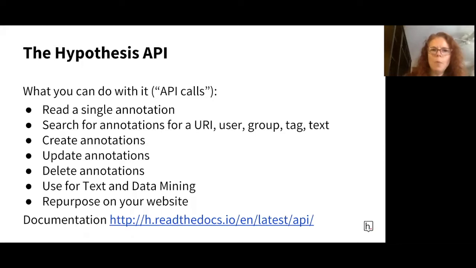We have a very robust Hypothesis API, and you can do quite a number of things with it. You can use it, of course, to read and search for annotations. It can be used to create, update, and delete. But interestingly, we have a lot of requests from folks who might want to use it for text and data mining purposes, and also to repurpose on other parts of their website. For example, you could have interesting annotations display in a widget on your marketing page. You could have public annotations feed into your Twitter stream. There are a number of things that you can do there. And again, there'll be a link to the full documentation.